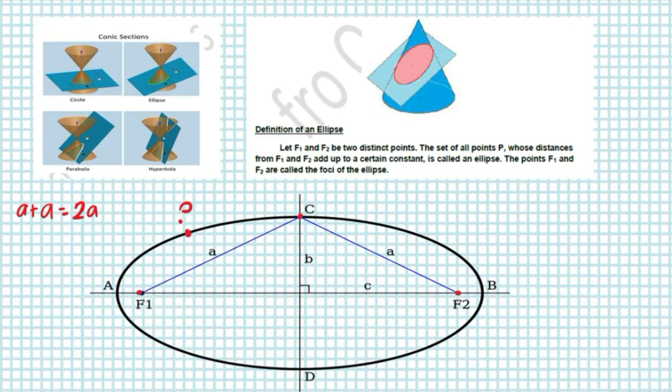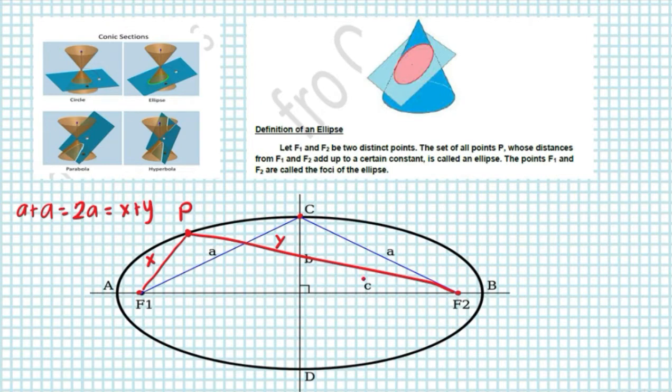Equal lang yun kapag kumuha ka ulit ng isang point. So, gamitin na natin si letter P. Kapag kumuha ka ng point P anywhere sa ellipse, let's say this is X distance and Y distance. Pag kinuha mo yung distance from F1 to point P, then F2 to point P, equal din siya sa 2A. So, constant lang siya anywhere in the ellipse.